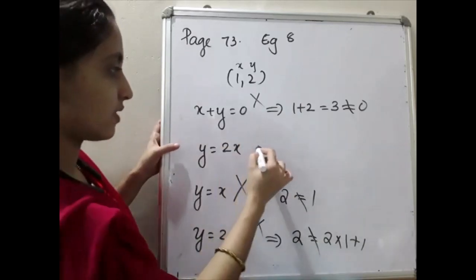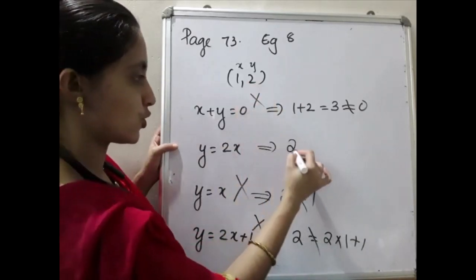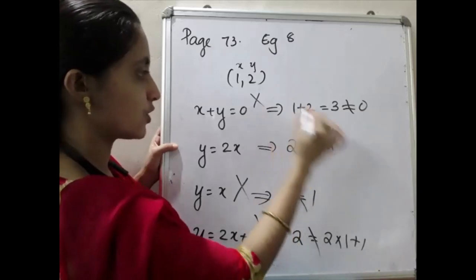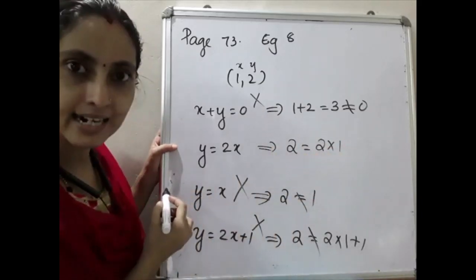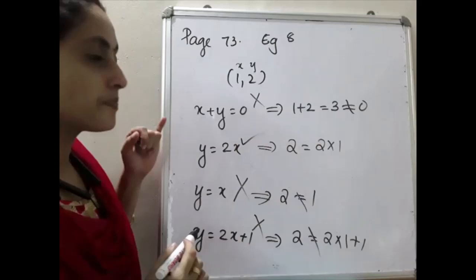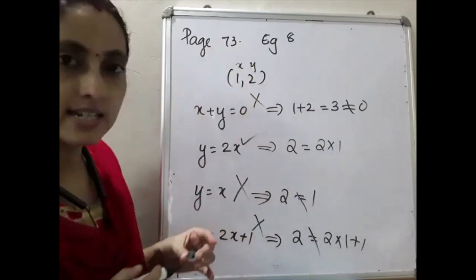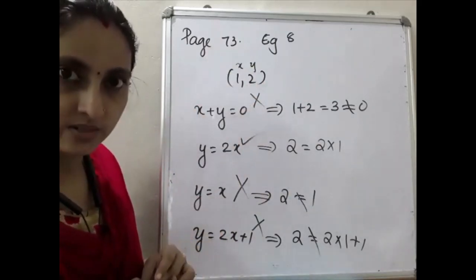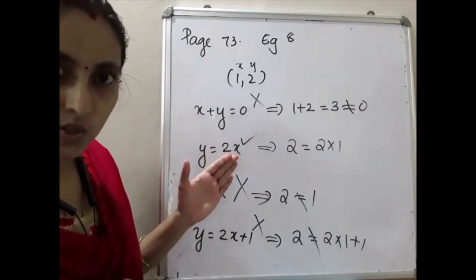Then we move to the second one. y is 2. Is 2 equal to 2 into 1? That is 2 is equal to 2. Is it correct? Yes. So this will be the equation that satisfies this point. Hope you clear this question.